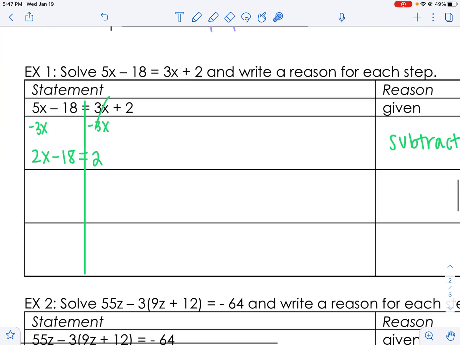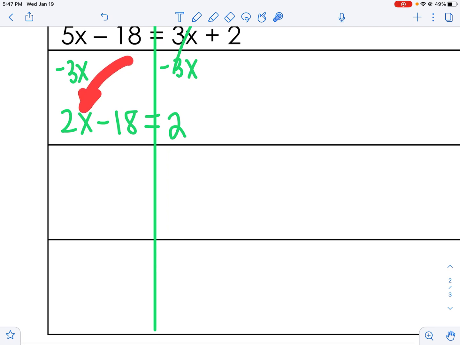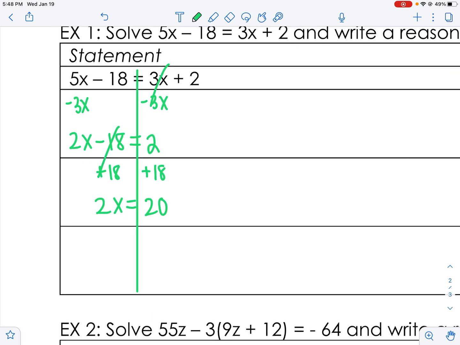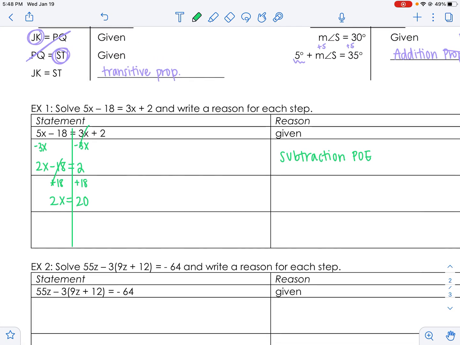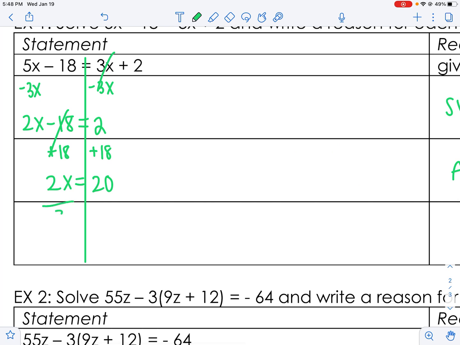I'm basically just stating what I'm doing as I'm doing it. So now I'm going to go back to my equation and continue to solve. Remember, I'm trying to get x by itself. So now I would add 18 to both sides, and I'd have 2x equals 20. Well, what did we do? We added to both sides. So what's our reason going to be? Addition property of equality. Hopefully you got it.